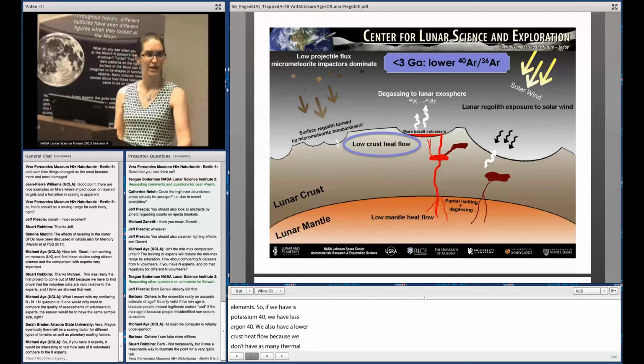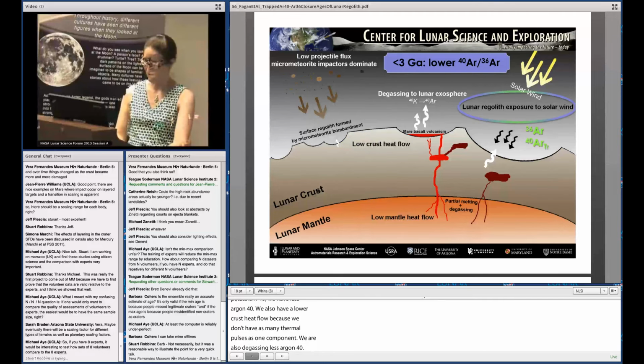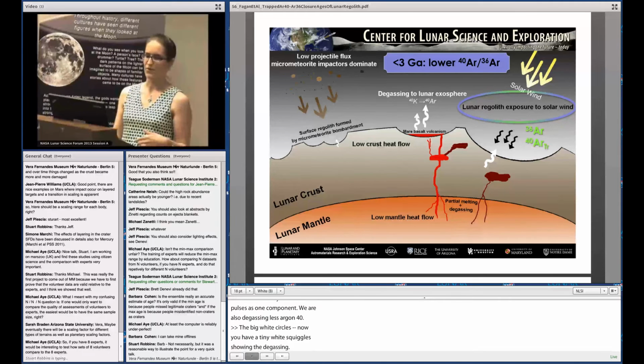So whereas in the first slide you saw the big white squiggles, now you just have one tiny little white squiggle showing the degassing. But we still have regolith sitting at the surface. And it's still being exposed to the solar wind. We're still getting this argon-36 and argon-40 component.